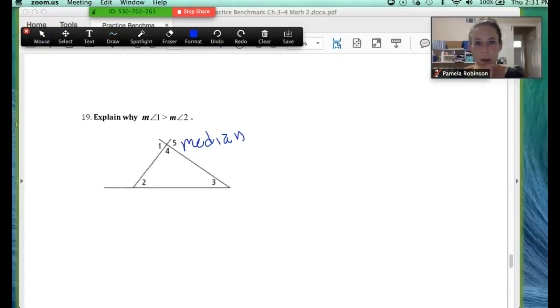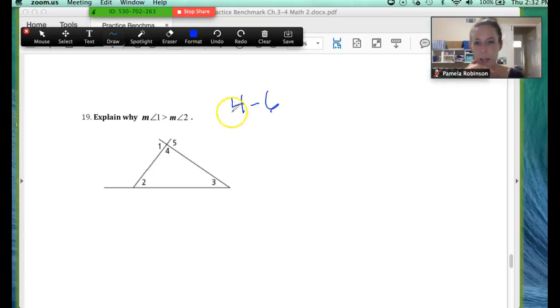Okay, explain why angle 1 is greater than the measure of angle 2. How do I know that? How do I know angle 1 is greater than the measure of angle 2? All right, if you're not sure of the theorem, I'm going to tell you where it is. It's in section 4-6.